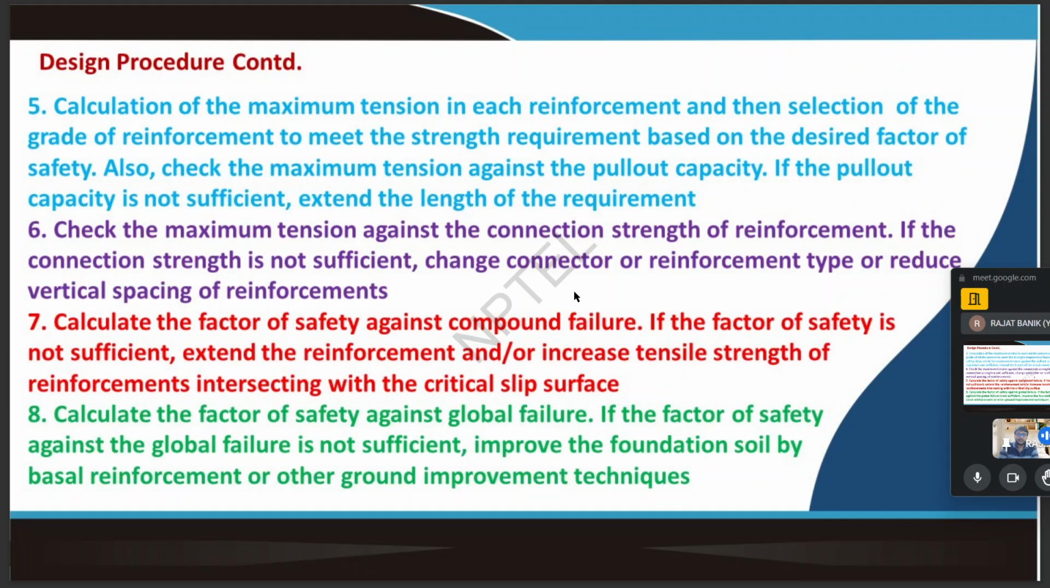Calculate the factor of safety against compound failures. If the factor of safety is not sufficient, extend the reinforcement and/or increase the tensile strength of the reinforcement intersecting with the critical slip surface. Calculate the factor of safety against global failure. If the factor of safety against global failure is not sufficient, improve the foundation soil by basal reinforcement or other ground improvement technique.